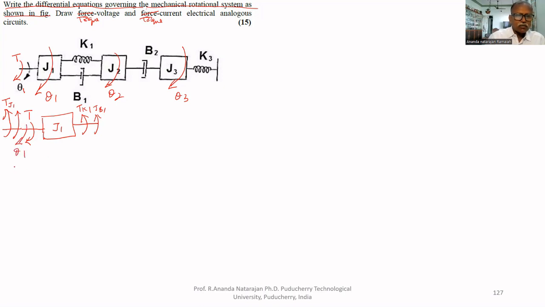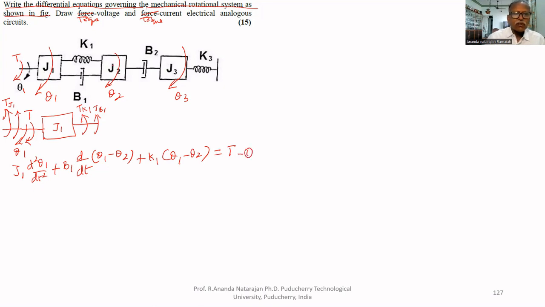Therefore, the mathematical model is J1. The differential equation governing the mechanical system is J1 d square theta 1 by dt square plus b1 d by dt of theta 1 minus theta 2, because one end is connected to J1 and the other end is connected to J2, and both ends have different displacement, plus k1 times theta 1 minus theta 2, that is equal to the applied torque T. This is the first equation.